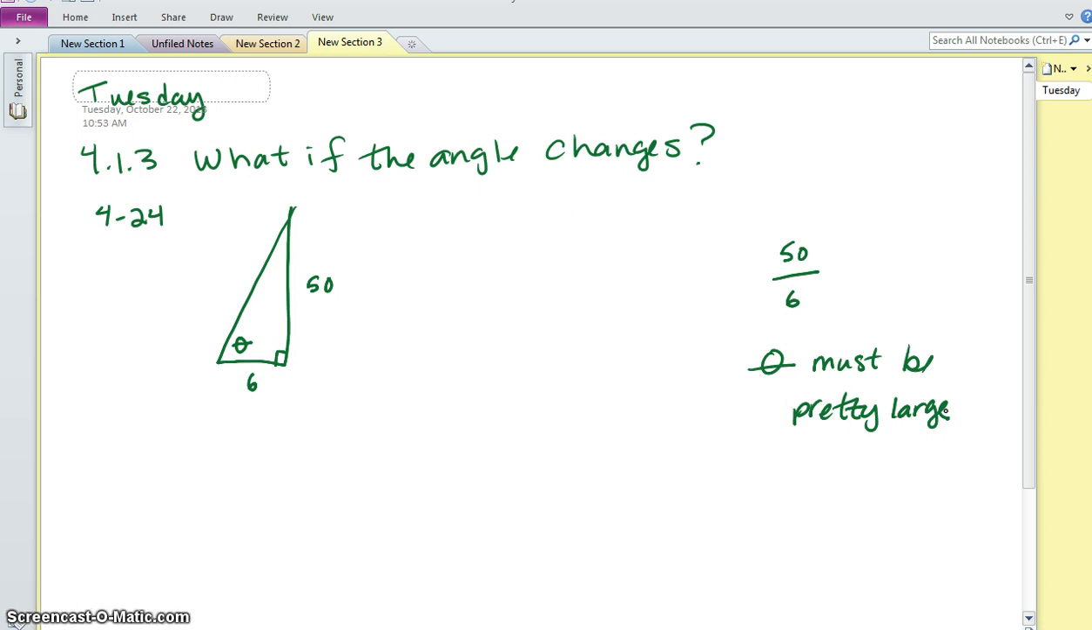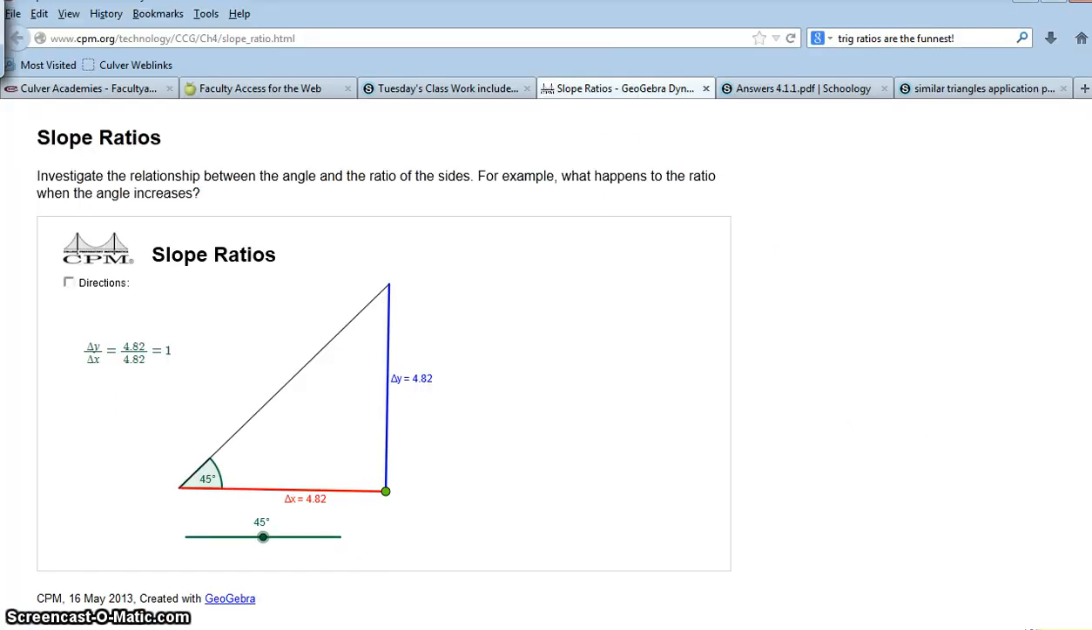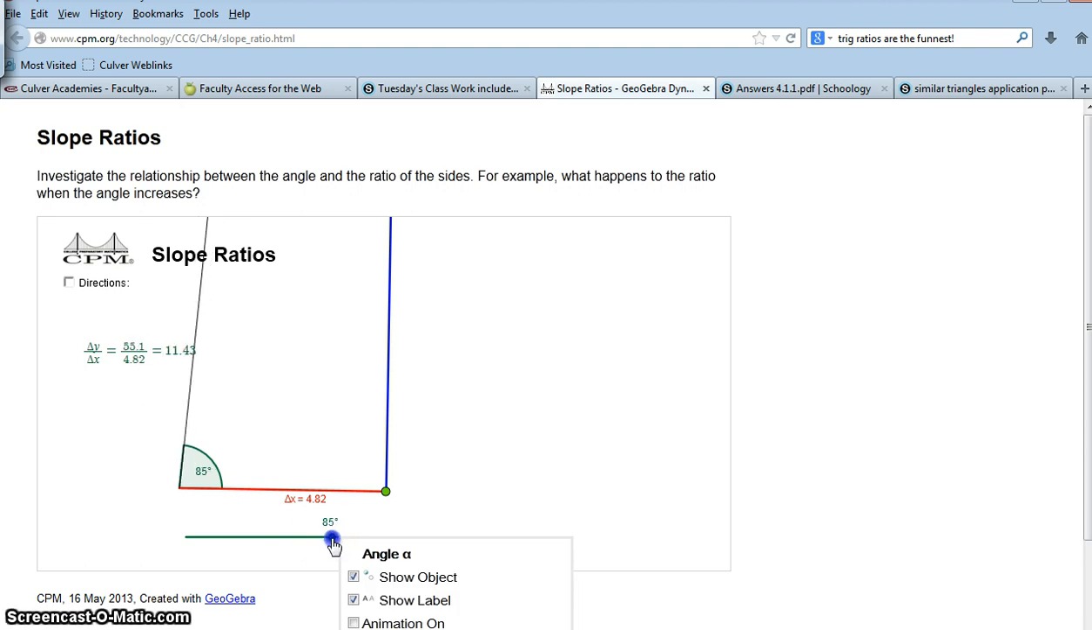So 50 divided by 6 is 8.33. I remember something about 8.33. So let's take a look. As I raise the angle greater than 45, I'm going to look for a slope ratio around 8.33. If I can get the stylus to move. There we go, 8.33. So keep going. Here we go. Well, at 83 degrees, I have a slope ratio of 8.14. Can I get a little larger than that? At 84 degrees, I have a slope ratio of 9.51.